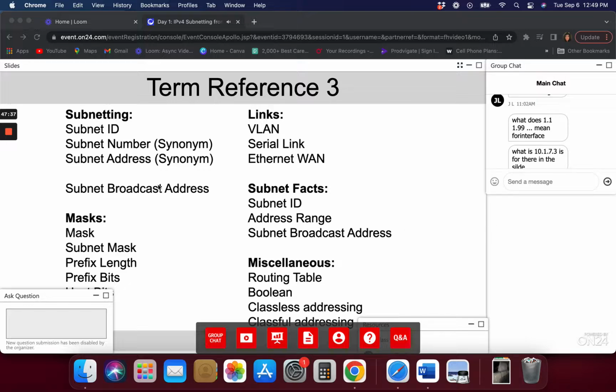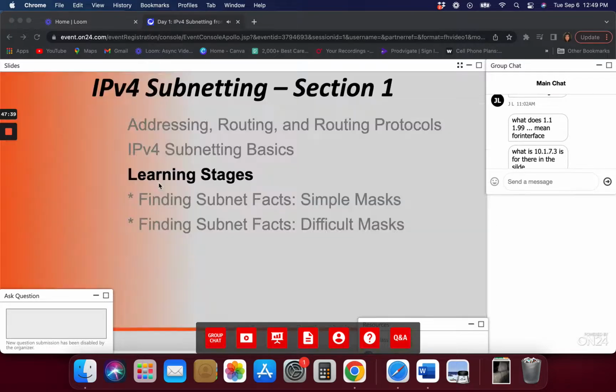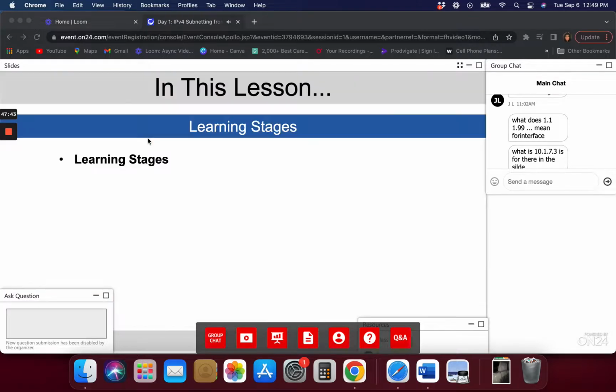All right, learning stages. This is something that's not subnetting. This is just how you can be more effective as a learner during class. All right, so here's the deal.